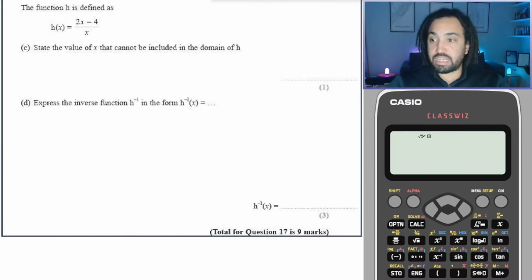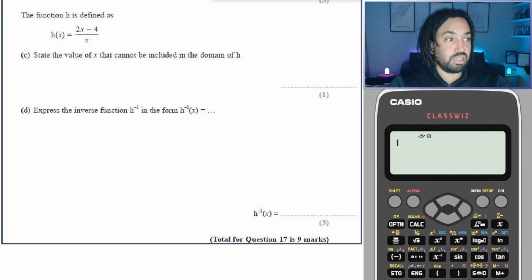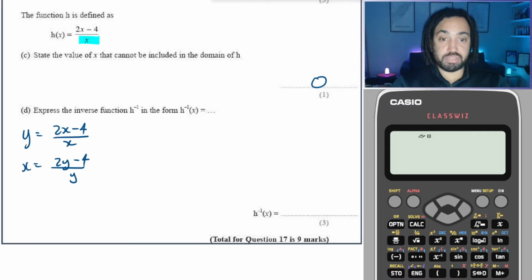We've got a new function now. It is h of x. And again, we're trying to find what needs to be excluded. Can't divide by 0, so therefore x can't equal 0. Inverse function, y equals the function. And then we do the swapperoo. So x gets swapped with y and vice versa. And then we need to make y the subject. So multiply both sides by y.